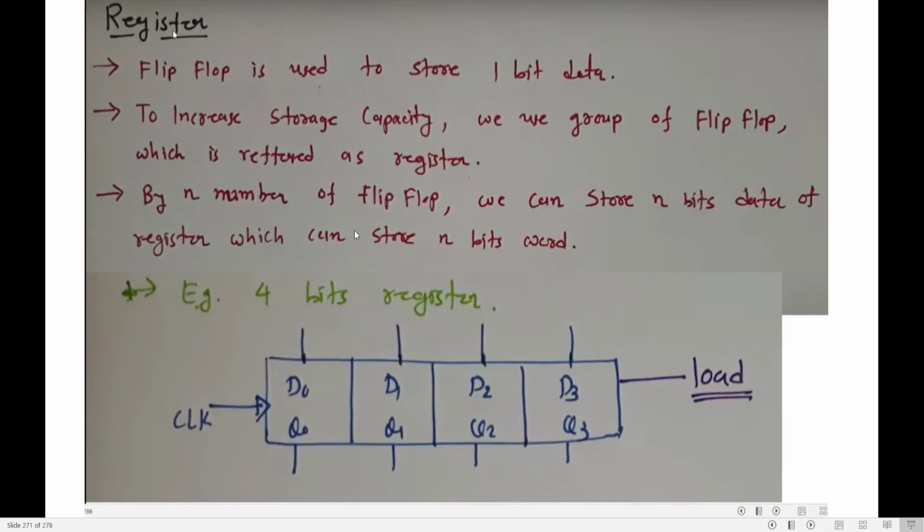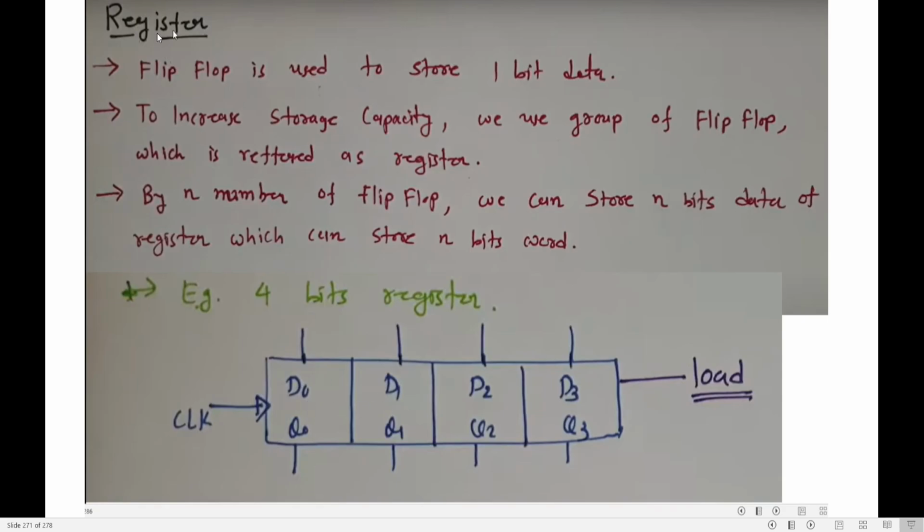Before getting into it, let us see what is a register. A register is nothing but a group of flip-flops. What is the job of a flip-flop? A flip-flop is used to store one bit of data. If I want to store more than one bit, then I have to make use of more flip-flops. Suppose I take four flip-flops, it means I can store 4 bits of information. If I group two flip-flops, I can store 2 bits of information.